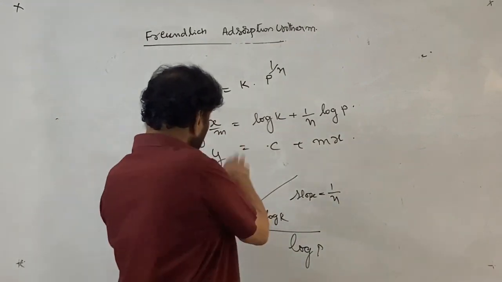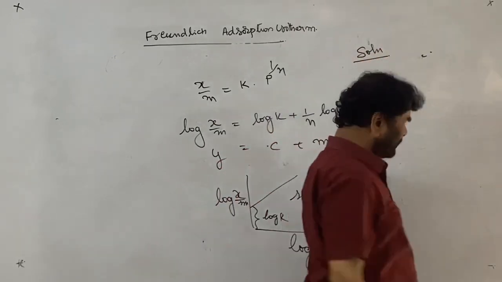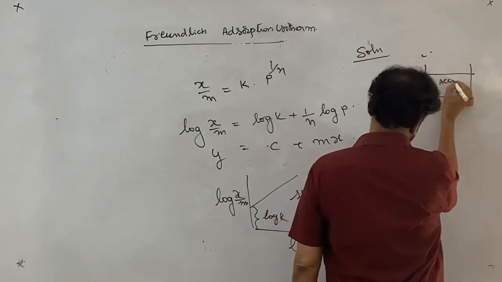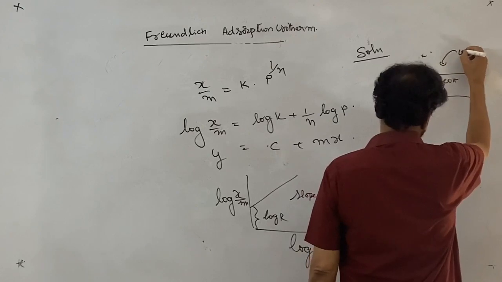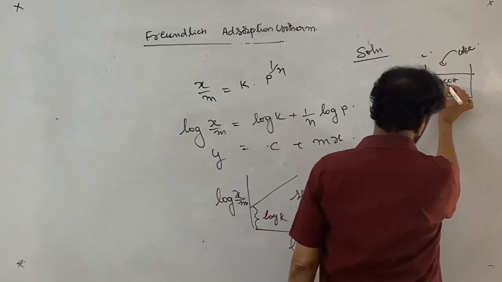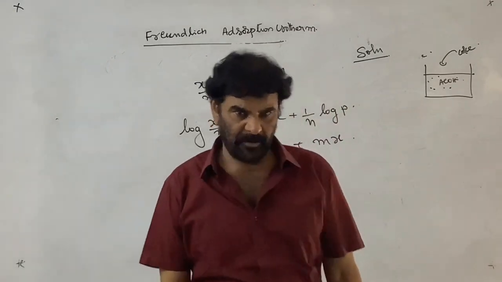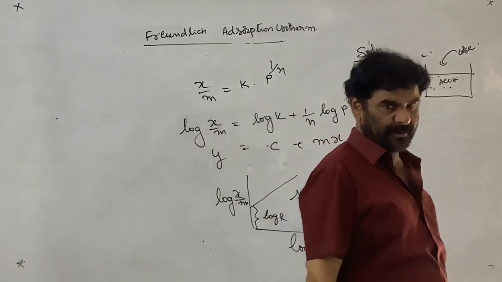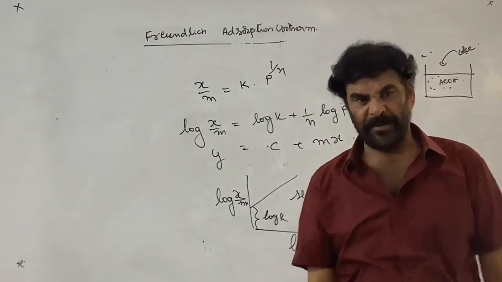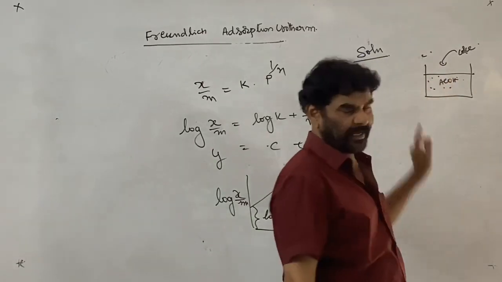Next one. The same thing is extended to solutions. See, in a solution, suppose it is an acetic acid solution, CH3COOH, if you add charcoal to this, then what happens? The acetic acid present in the solution is adsorbed on the surface of the activated charcoal. Due to this, its concentration decreases.